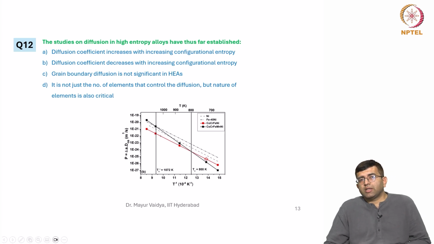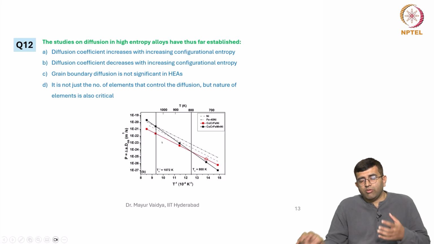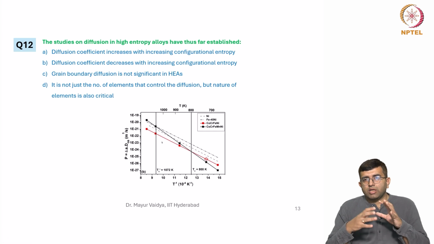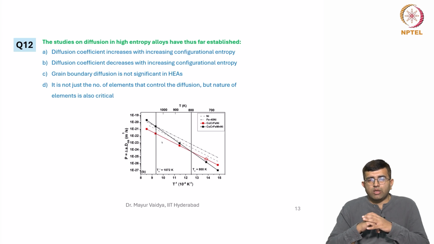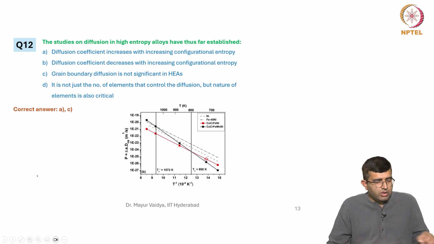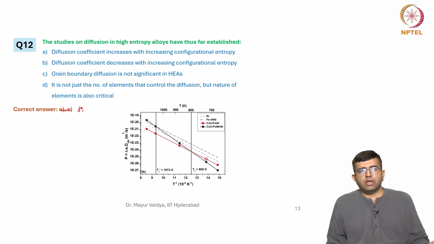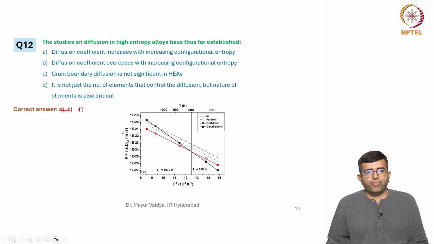So, that means that it is not actually the number of elements which can say that as you increase the number of elements, the diffusivities will always go down. This cannot be used as a blanket statement. So, it is not just the number of elements that control the diffusion, but the nature of elements is also very, very important. So, in this case, the correct option is D. I am sorry, so now this is correct, the correct option is D here.